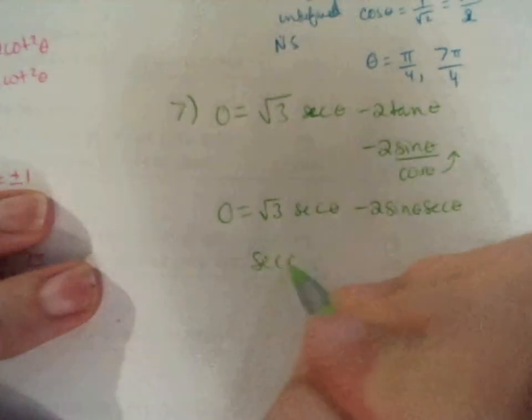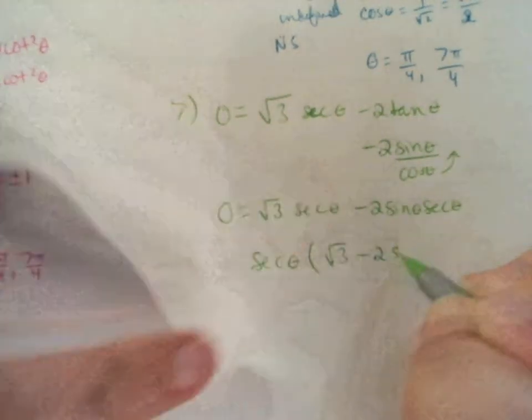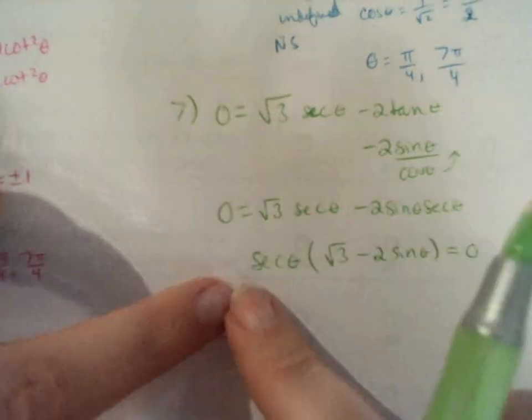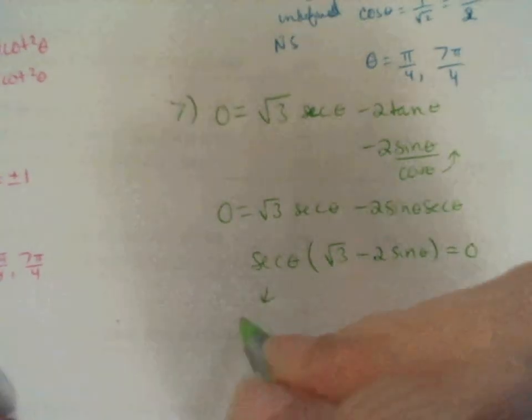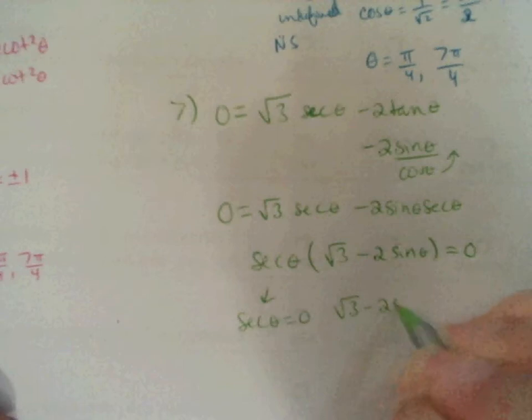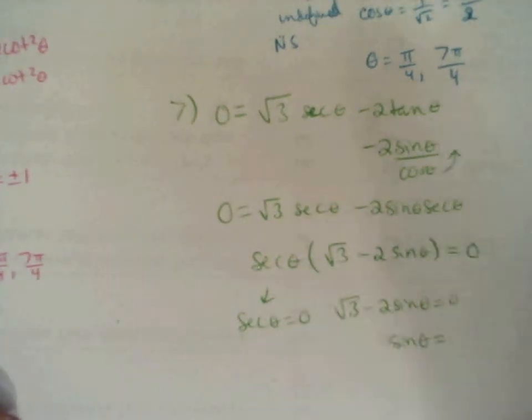So I'm going to factor out a secant, and I'm left with the square root of 3 minus 2 sine equals 0. So I factored a secant out of both sides, and I moved the equals 0 to the other side. So I need to know, when does secant equal 0? And when does the square root of 3 minus 2 sine of theta equal 0? Or when does sine of theta equal?